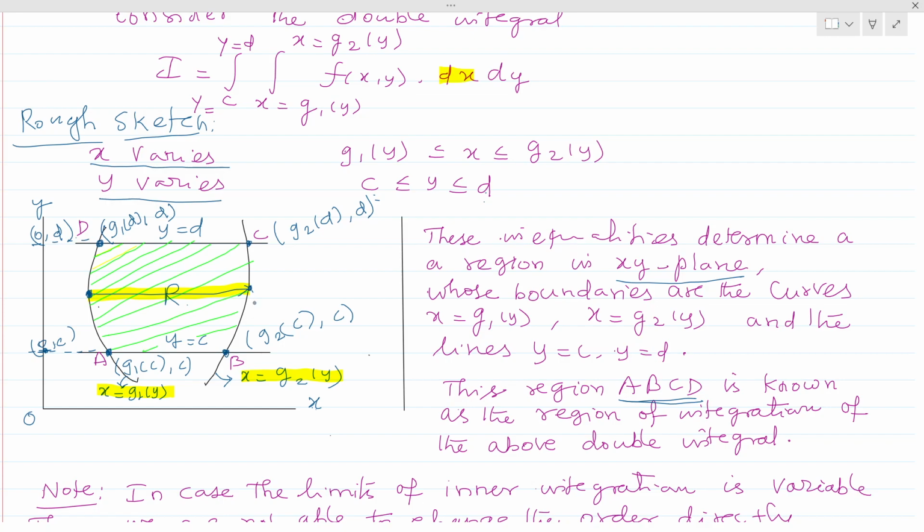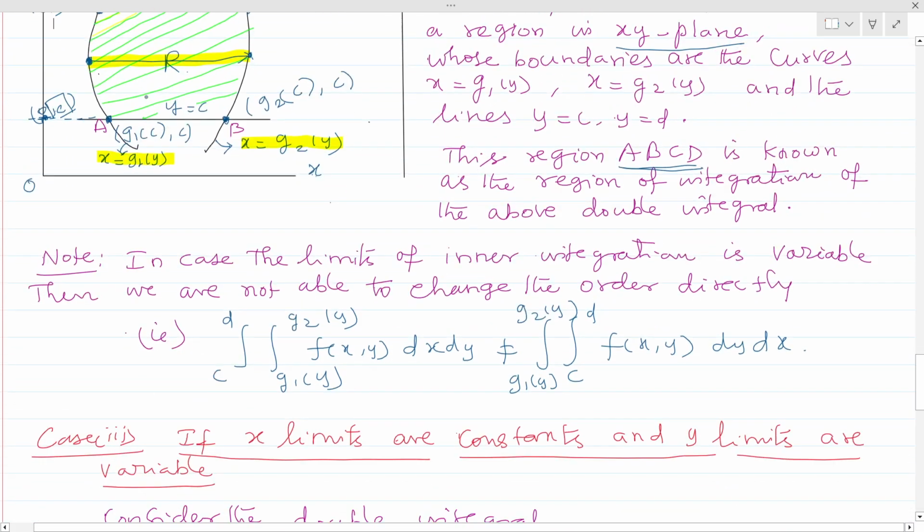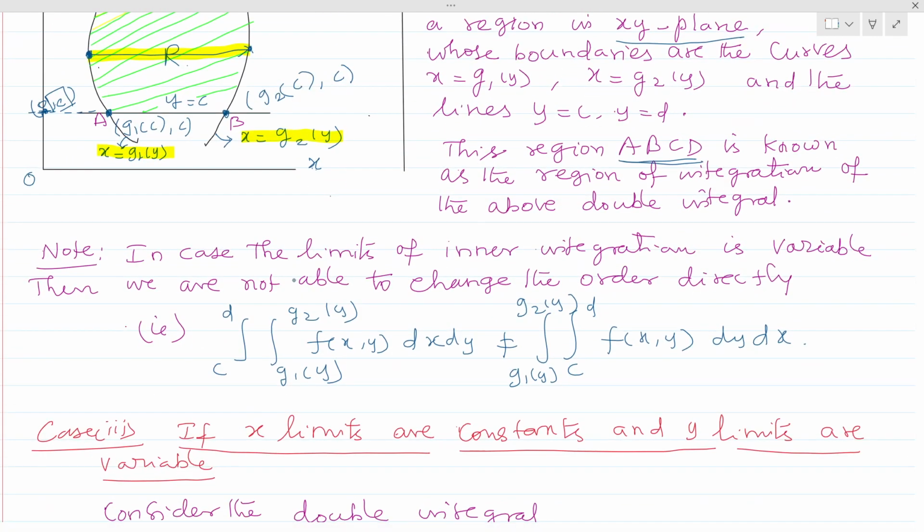But to write the outer integration limits, how can we write that? We have to take the y-axis. In the axis we can see the values of y, c to d. So you have to write the limits c to d, g1 of y, g2 of y.